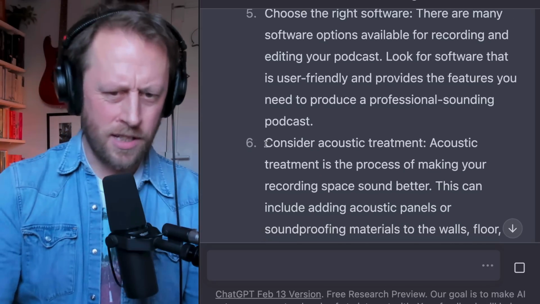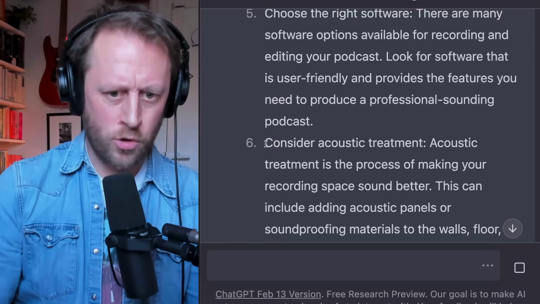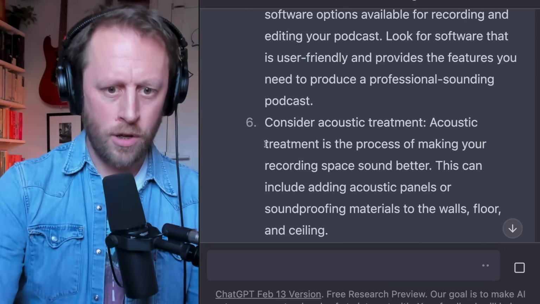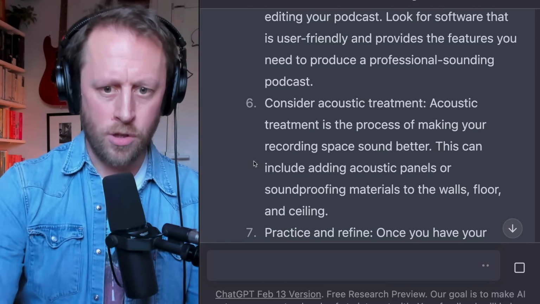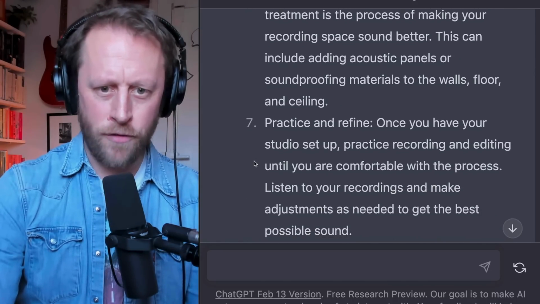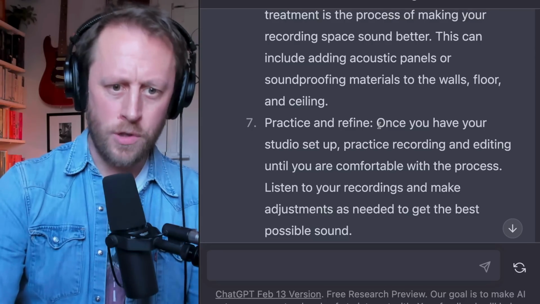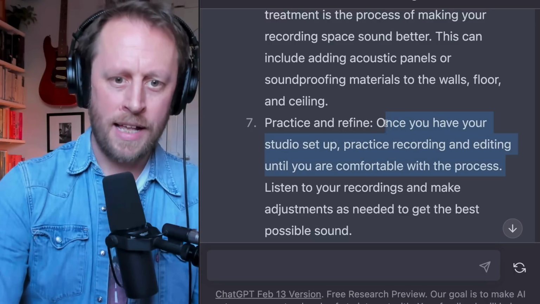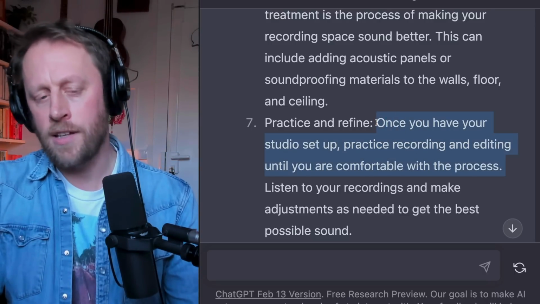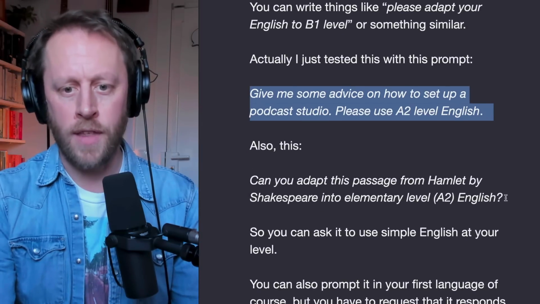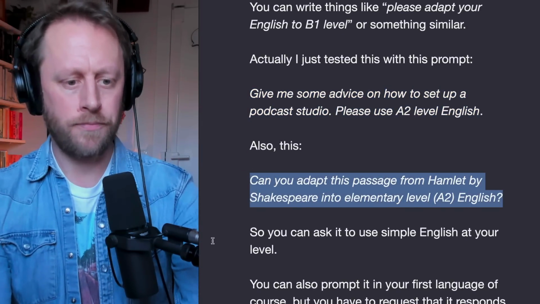Things like this. Consider acoustic treatment. Acoustic treatment is the process of making your recording space sound better. This can include adding acoustic panels or soundproofing materials to the walls, floor and ceiling. Practice and refine. Once you have your studio set up, practice recording and editing until you're comfortable with the process. That's a bit of a complicated sentence for A2 level. Not sure it's so good at that. Let's give it another test.